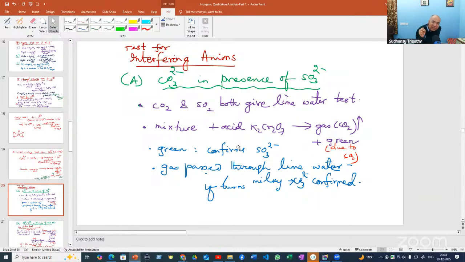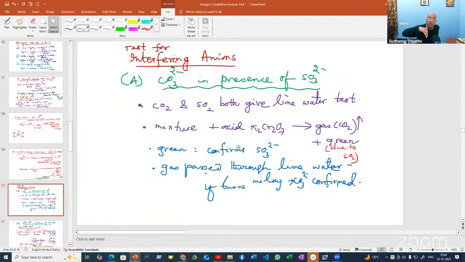It will be trapped inside, or else you can write that sulfite itself is directly converted to sulfate and chromium goes from +6 to +3. So the orange color of dichromate turns green, and no burning sulfur smell comes out, but gas comes out. If lime water turns milky, then it is definitely carbonate. And the green color confirms that there was also sulfite. So both carbonate and sulfite can be detected in one experiment.